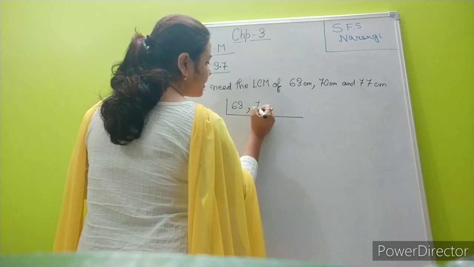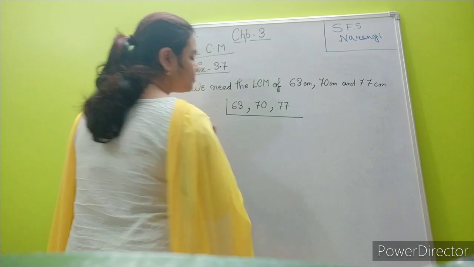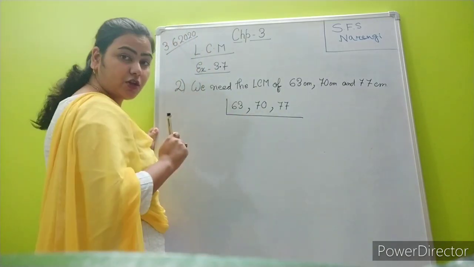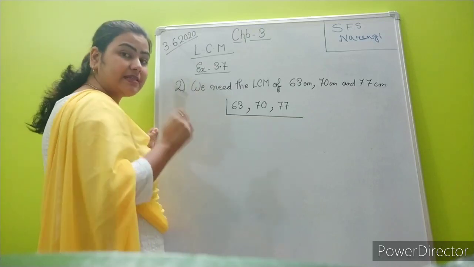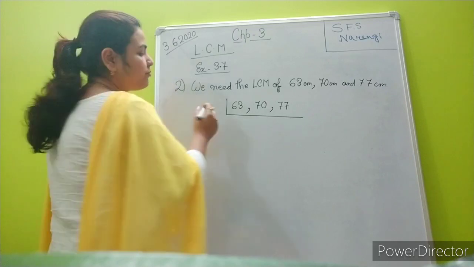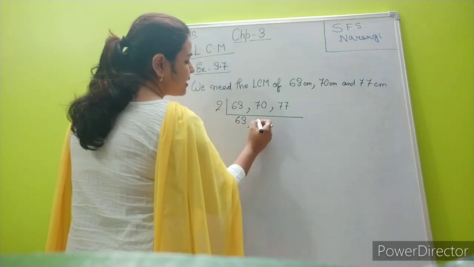63, 70, 77. Now, 63 does not go, 70 goes, 77 does not go. And I already told you that even if one goes, you have to do it. So 63 remains as it is.